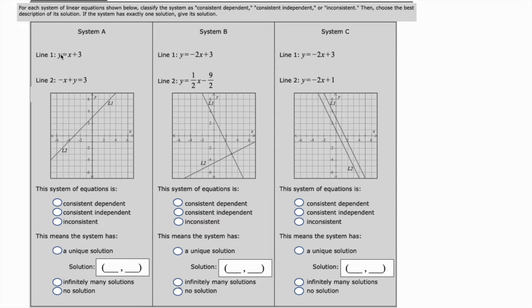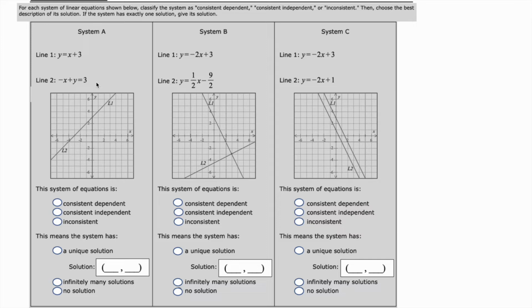As long as you have it in slope-intercept form, so you may have to convert this one that's in standard form to slope-intercept form, which is that y equals mx plus b that we've practiced. You can definitely take a look and say, does it have the same y-intercept? Does it have the same slope?